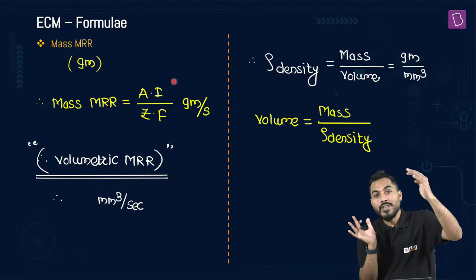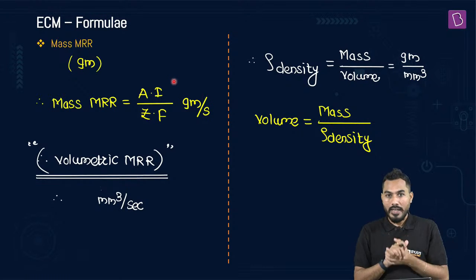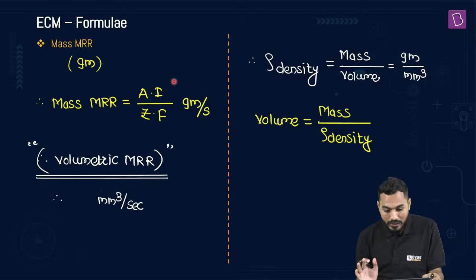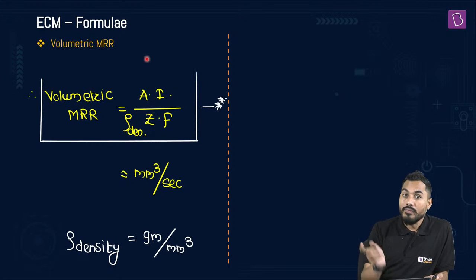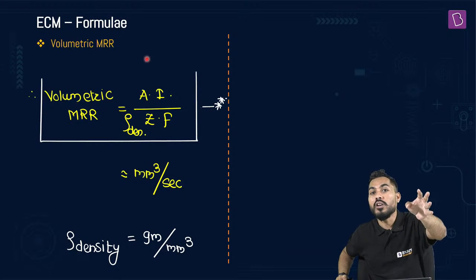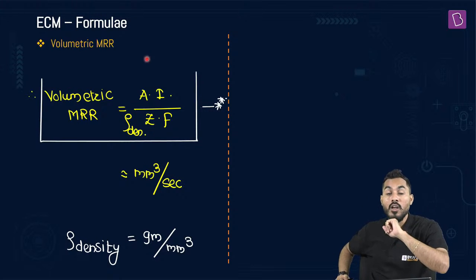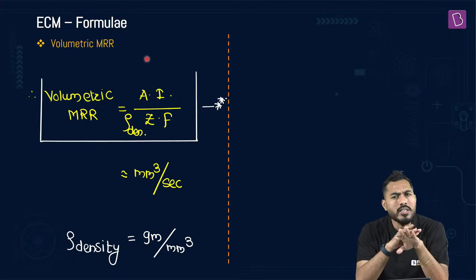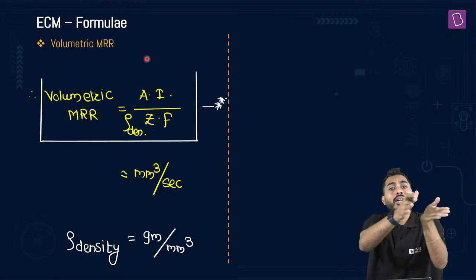And now that mass material removal rate should be divided by density. If I divide that by density, I'll get volumetric MRR. Now the question will not come in the examination to calculate the material removal rate, mass material removal rate or volumetric. Most of the times the question is coming in a straightforward way: calculate MRR.